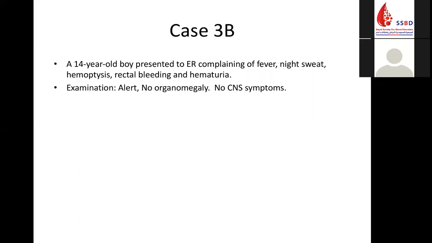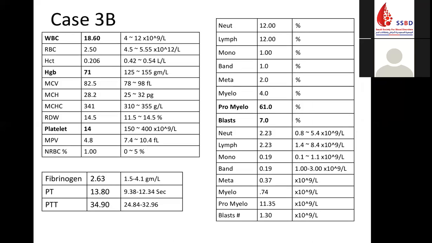In the same week of this case, we got another case of a young patient. That patient, I think, was 70 or 80. This patient is 14 years old, presented to the ER complaining of fever, night sweats, hemoptysis, rectal bleeding, and hematuria. He was alert, no CNS symptoms, and no organomegaly. And his count shows mild leukocytosis, anemia, and marked thrombocytopenia.